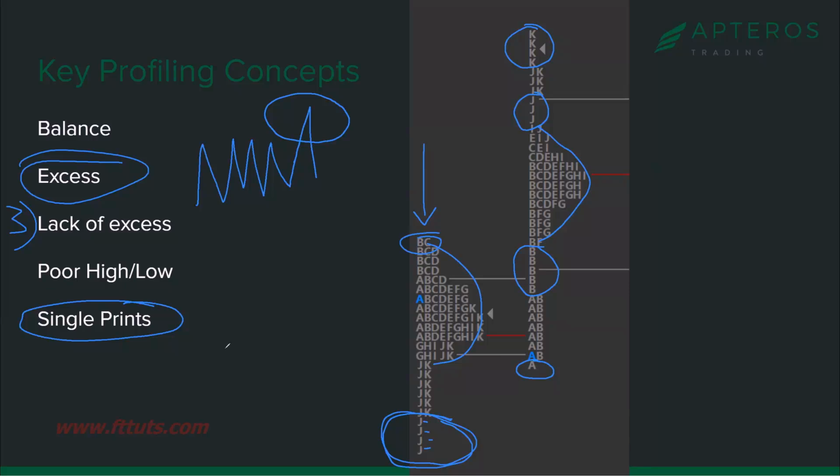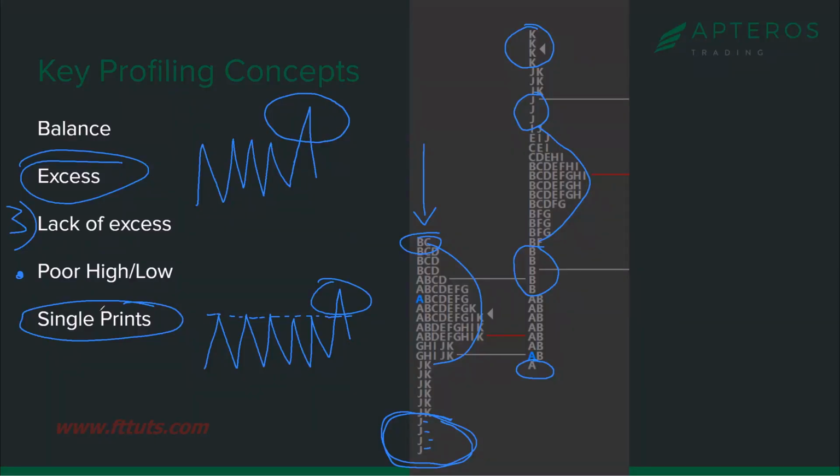Think about it like a consolidation area from a price action perspective, just a perfect one like this. It has no excess. But as soon as it gets wicked and rejected, now it has excess. A poor high or poor low is simply a lack of excess at the extreme of a profile. That's all it is.